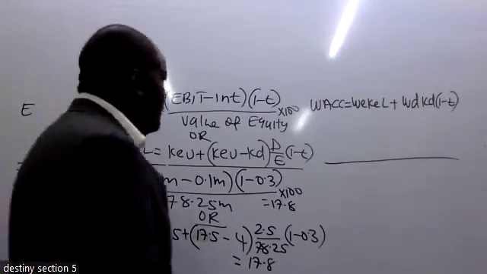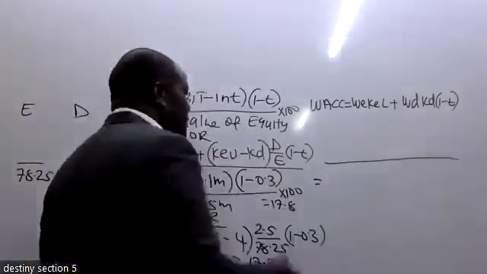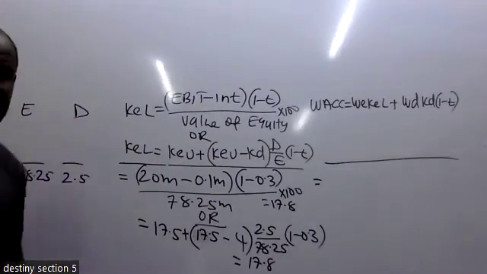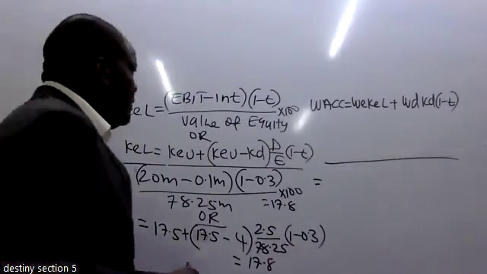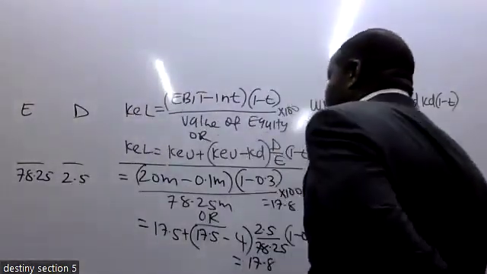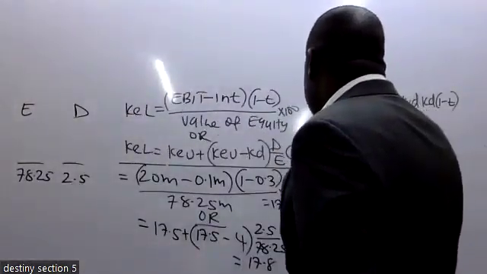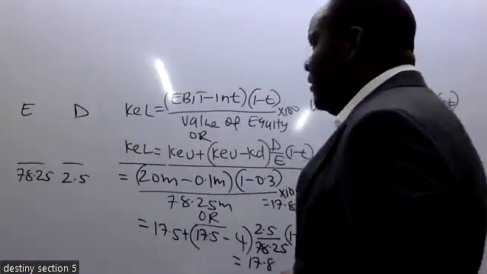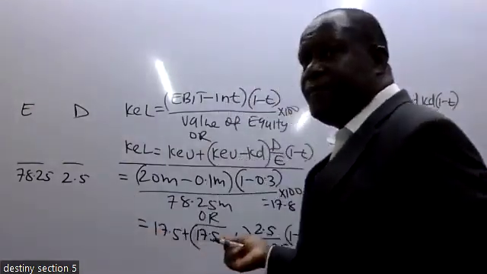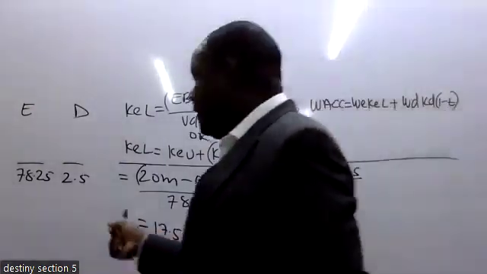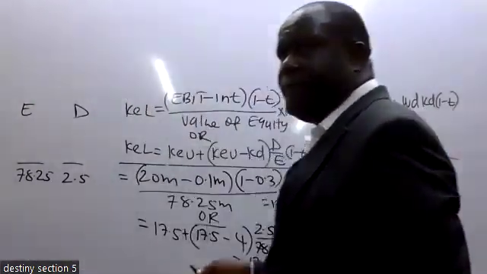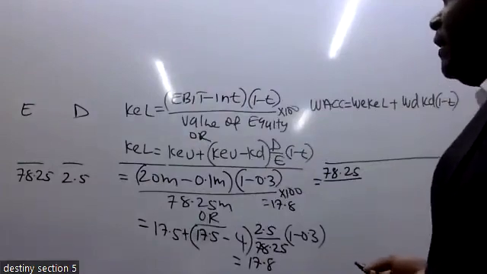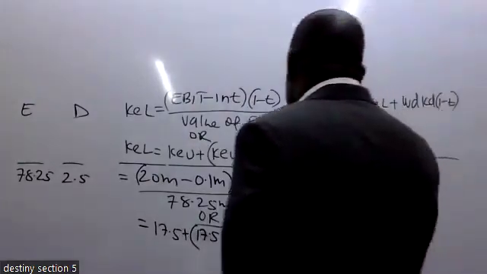Then now it comes to how to get the WACC. To get the WACC, the weight for equity is 78.25. Divide by the total. The total was 80. This plus this, just add 78.25 plus 2.5. It is 80.75.